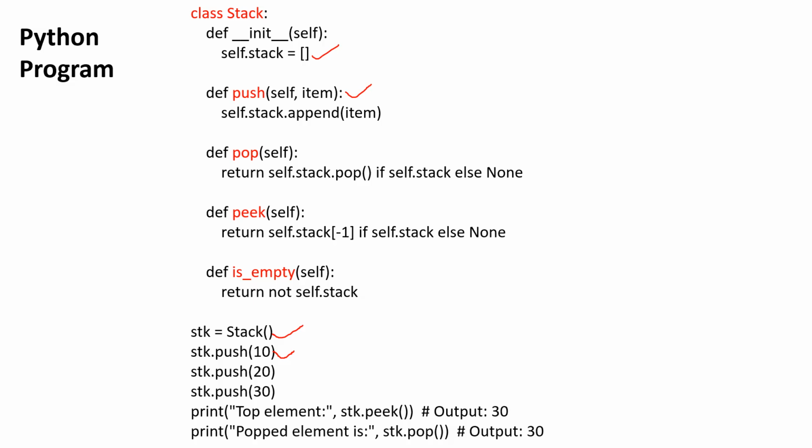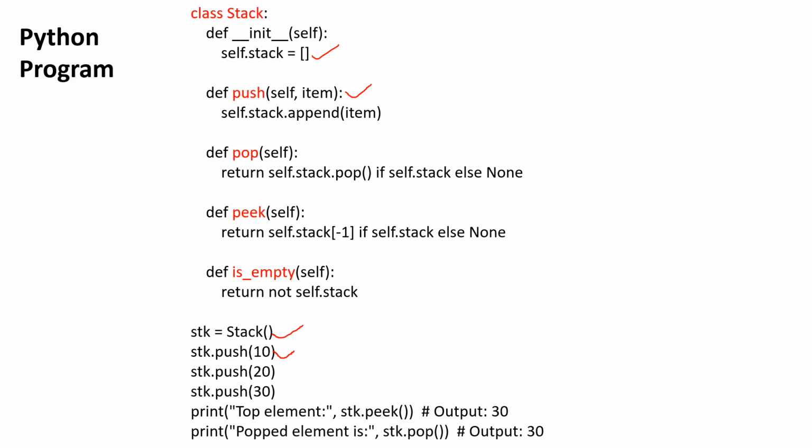Self.stack.append(item). The 10 will be stored in item. Now the 10 will be appended to self.stack. So self.stack is empty, and now the 10 was inserted into the stack.